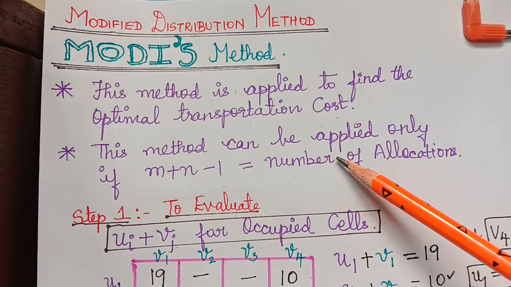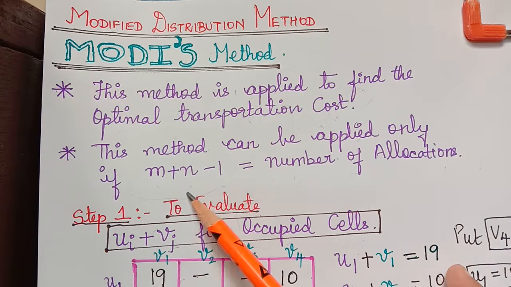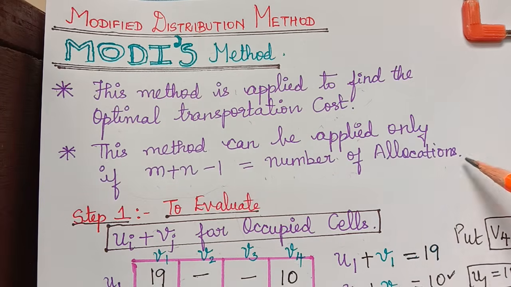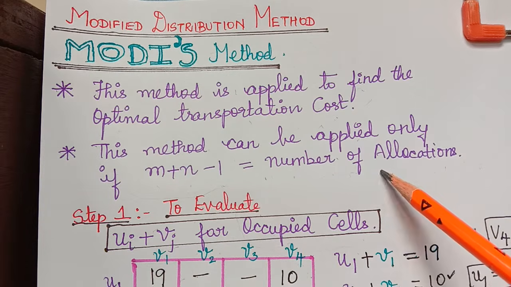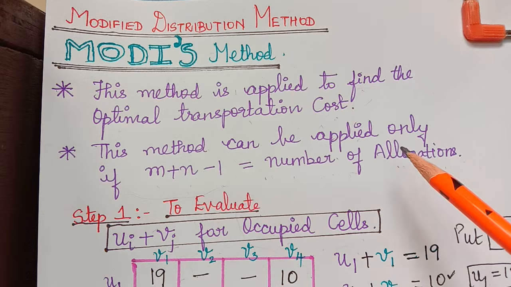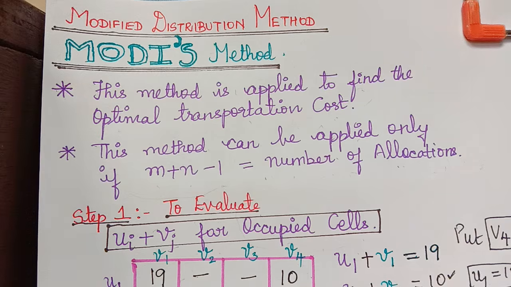And when can this method be applied? It can be applied only if m plus n minus 1 is equal to the number of allocations. That is, the basic feasible solution has to be a non-degenerate basic feasible solution. If so, we can proceed the problem to find the optimal solution. So there are various steps involved in finding the optimal solution. Let us see that one by one now.